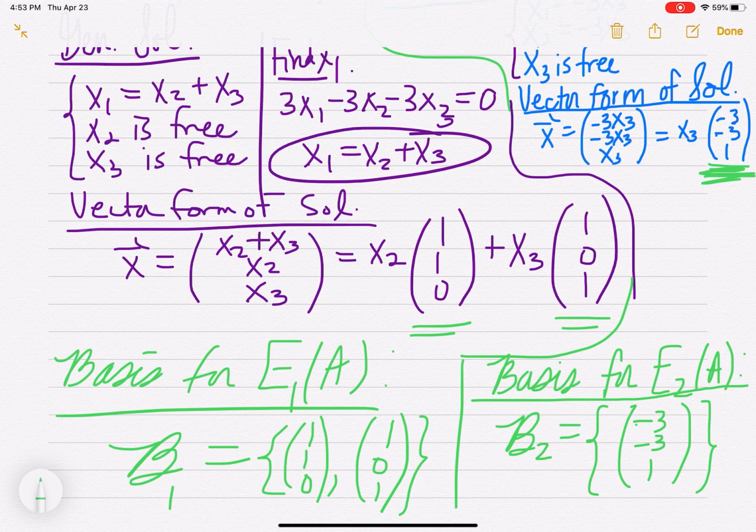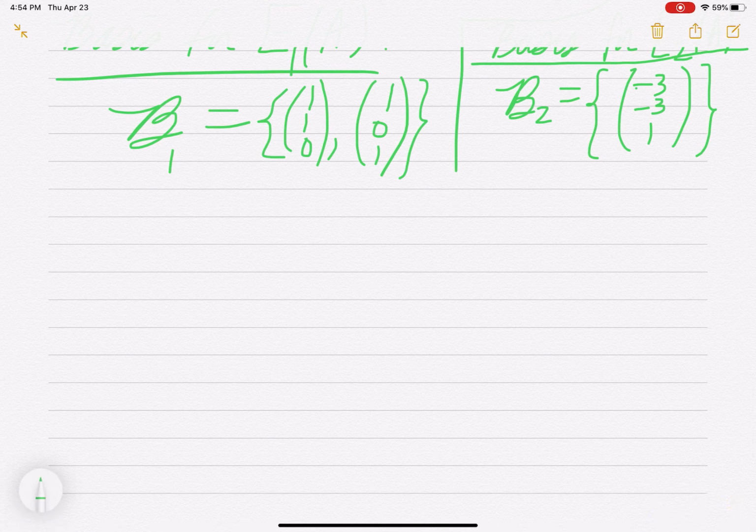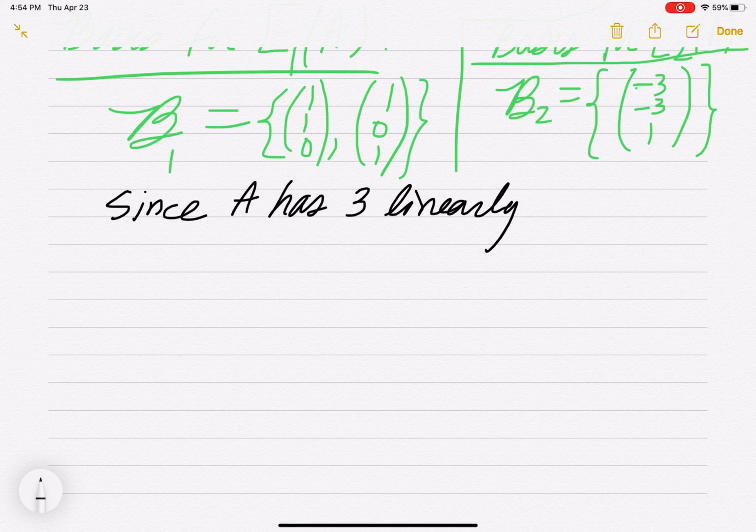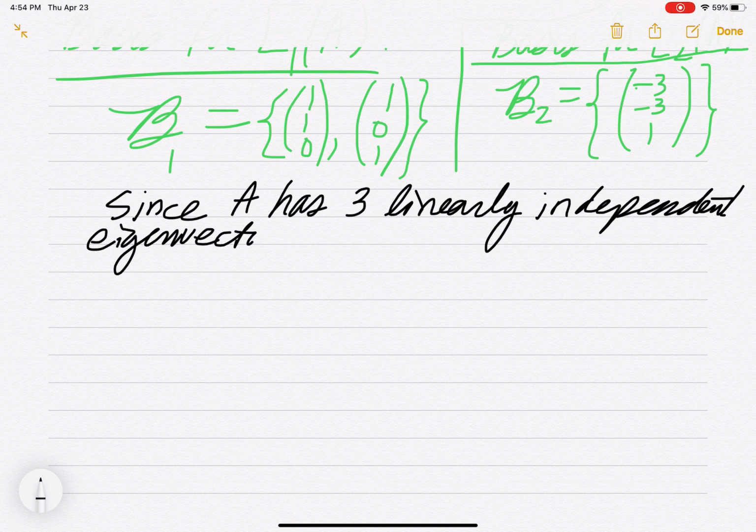Okay? So notice we have 3 linearly independent eigenvectors from these bases altogether, right? We have 2 bases, we have 3 linearly independent eigenvectors. So since A has 3 linearly independent eigenvectors, then A is diagonalizable.